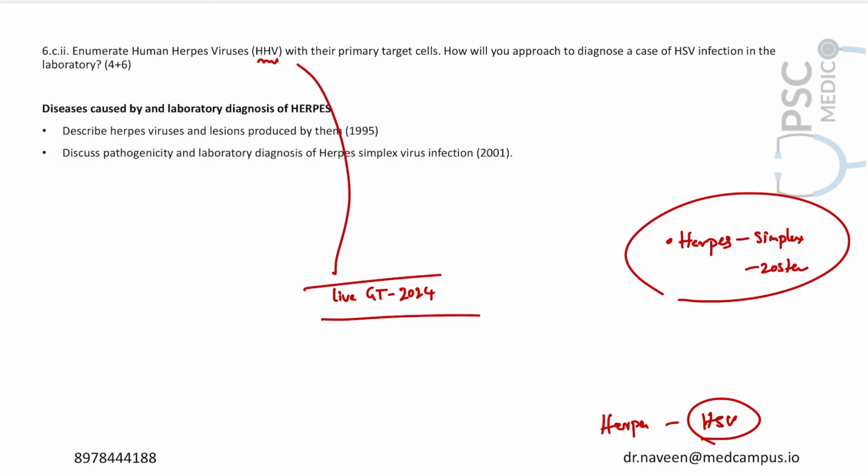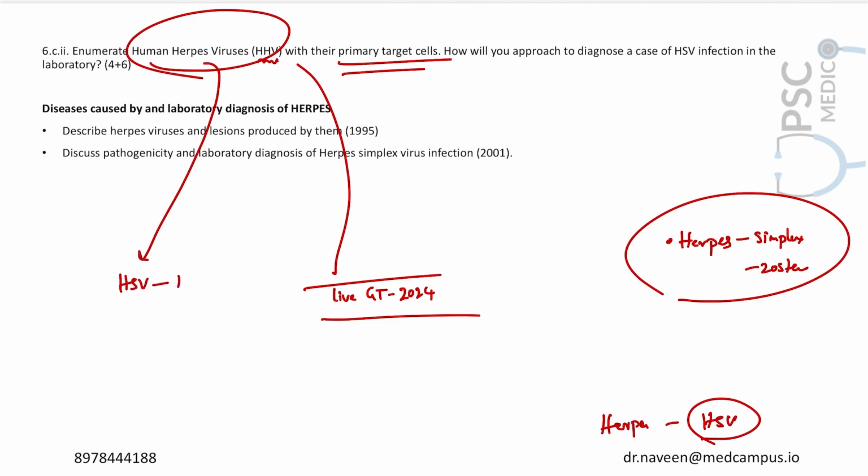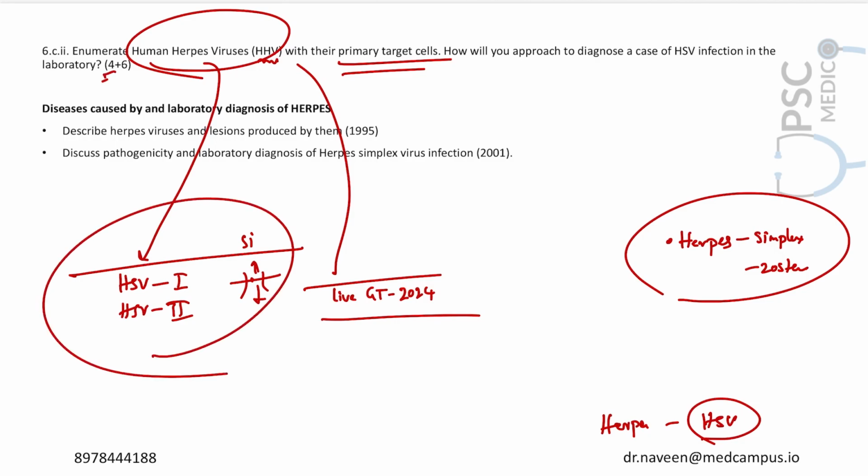There is a classification of the herpes virus family. In that you have herpes simplex virus. So they're asking what are the human herpes viruses with their primary target cells. If you don't understand it in detail, you can just mention herpes simplex 1 and herpes simplex virus 2, and you can just mention the sites, one above the umbilicus and the other below the umbilicus level. You know this, right? If you could just mention that also, you'll get easily 2.5/4.